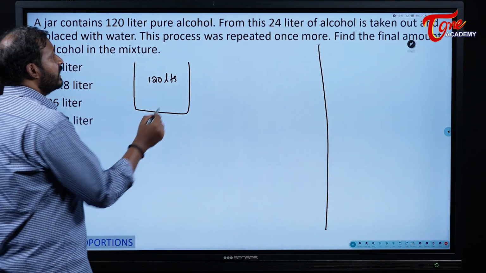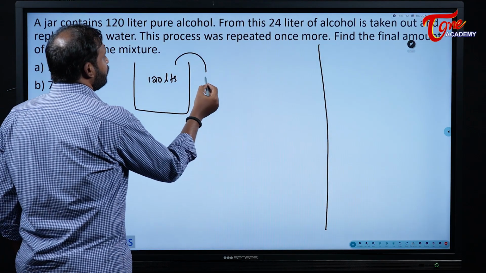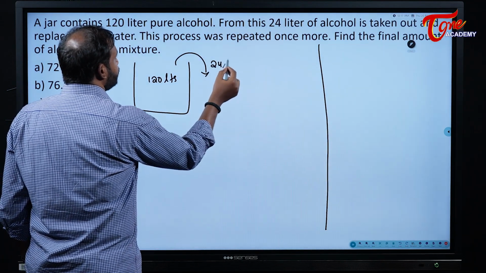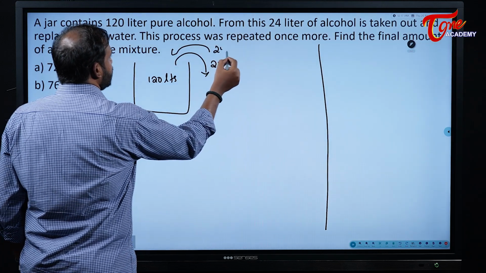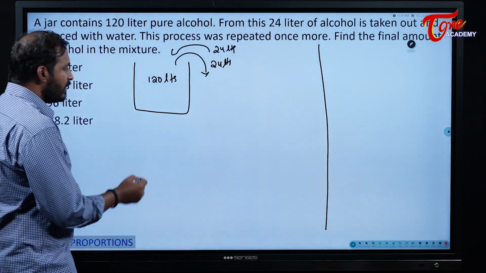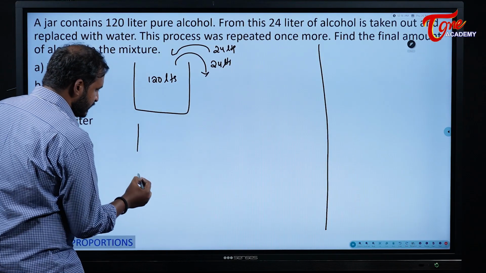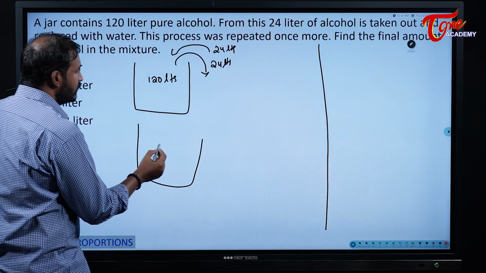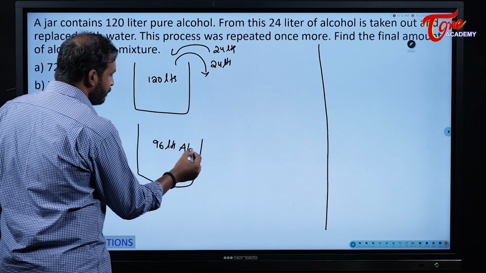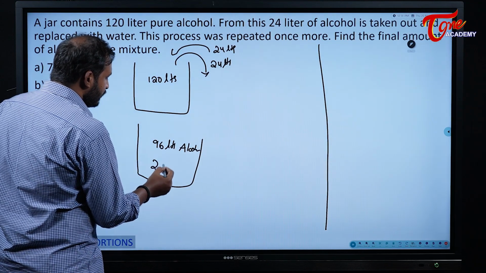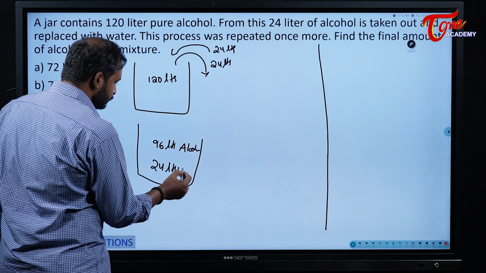Now, I have taken out 24 liters of alcohol from this and replaced it with water. 24 liters of water is replaced. So after this first instance, what does the jar contain now? It will contain 96 liters of alcohol and 24 liters of water.